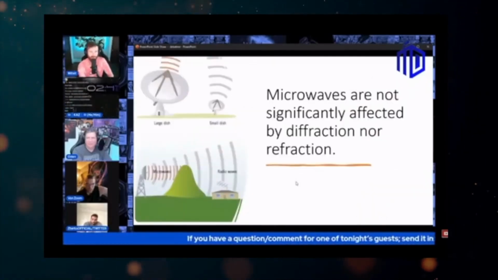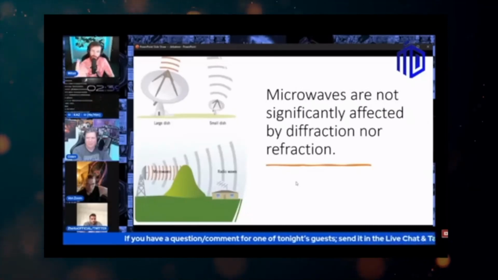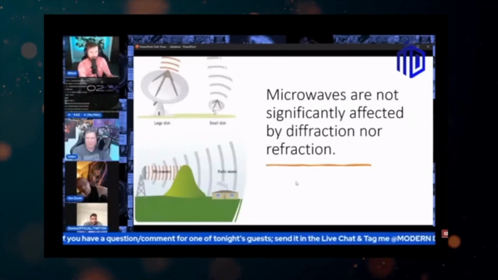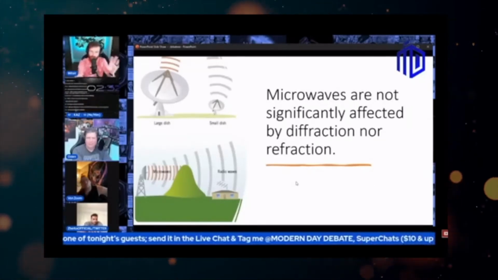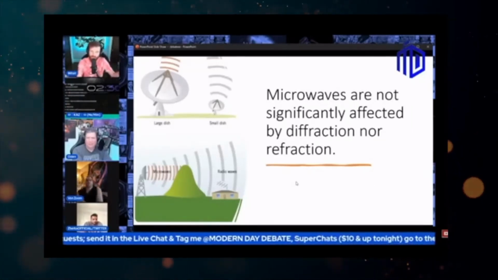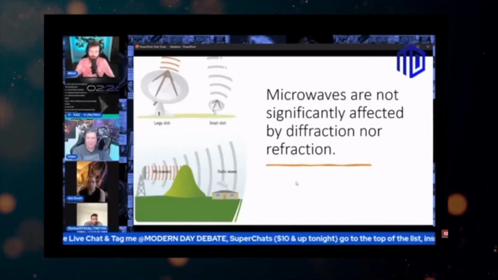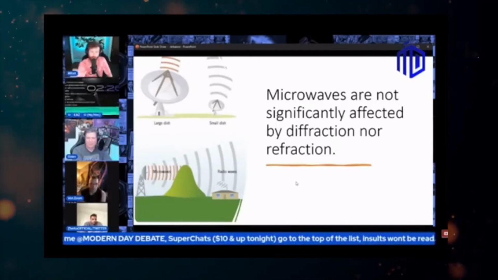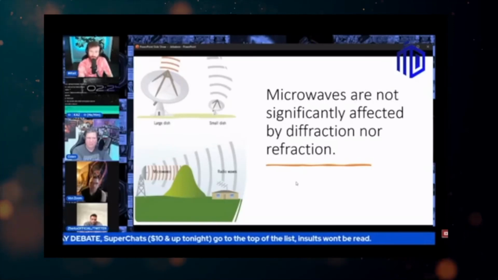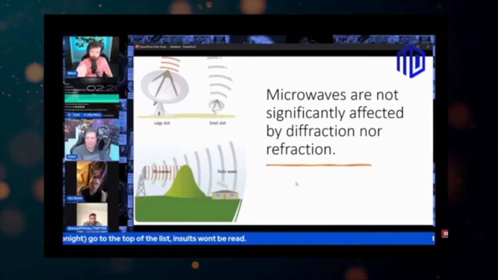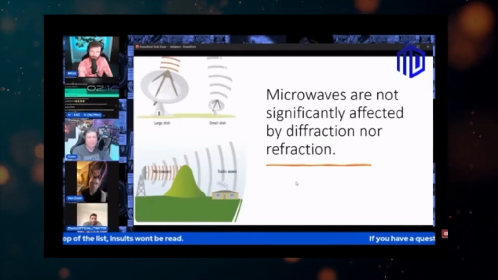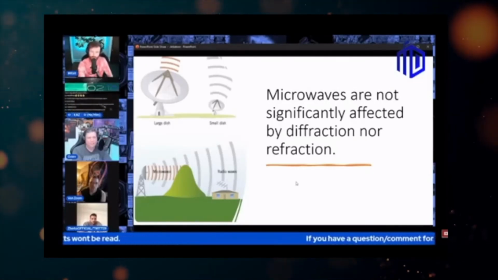All right, microwaves are not significantly affected by diffraction nor refraction. So if you look at this bottom picture right here, we have microwaves going out and it gets blocked by the hill. So if we send a radio wave out, they say it diffracts and then it'll fill in the gap behind it so it can go over the obstruction, right? And they make up how far that can go anyway. Microwaves cannot do this. Microwaves do not diffract or refract like that. So if you shoot a microwave horizontally straight at a hill, it's going to get blocked by the hill because the diffraction and refraction is significantly different.